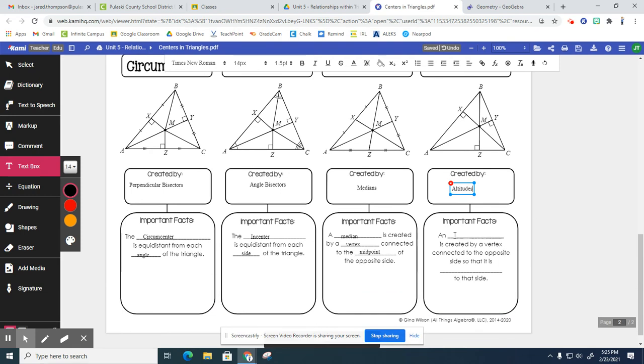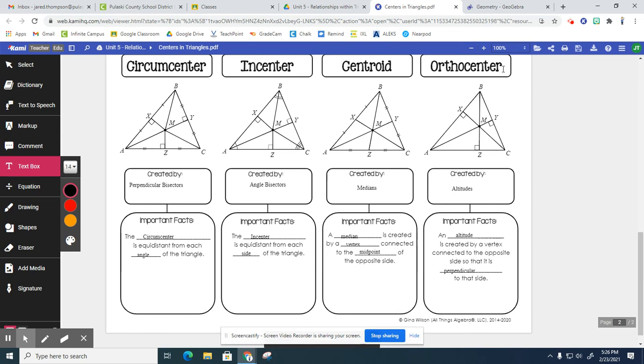Now, what's an altitude? An altitude is created by a vertex connected to the opposite side so that it makes a 90-degree angle, so that it is perpendicular. So all you do is go from the vertex straight down to the opposite side. Just straight down, make your 90-degree angle. From the vertex, straight down. Okay?